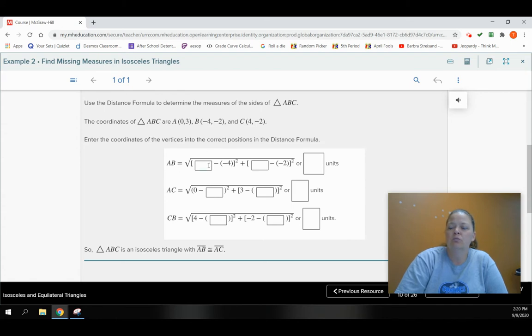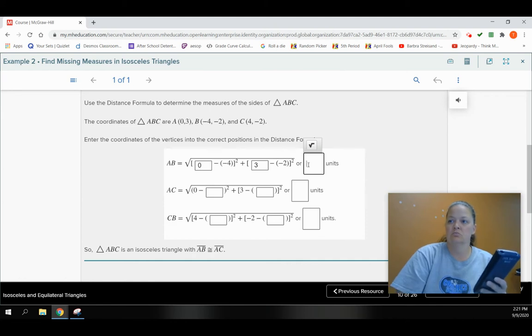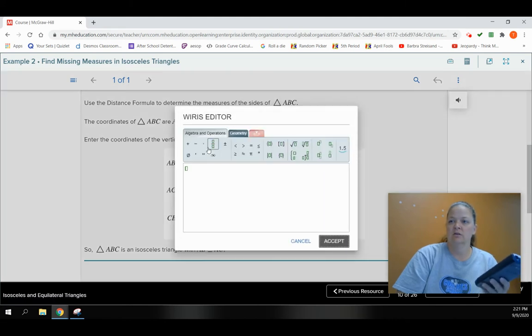So from A to B, we're going to have 0, -4, and 3, -2, which gives us, let me grab my calculator here, be a little bit faster probably. So the square root of (0 plus 4) squared plus (3 plus 2) squared equals 6.4 units. Oh, do I have to type in here? Okay, take that.